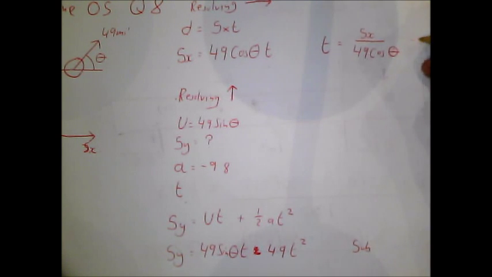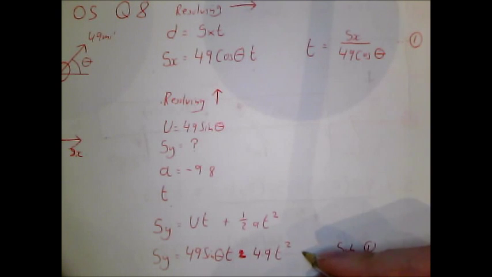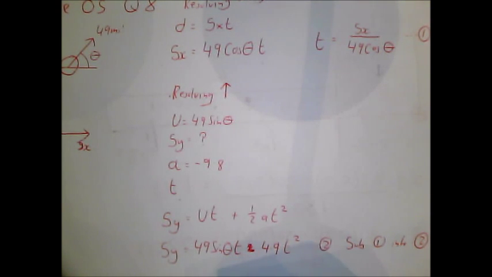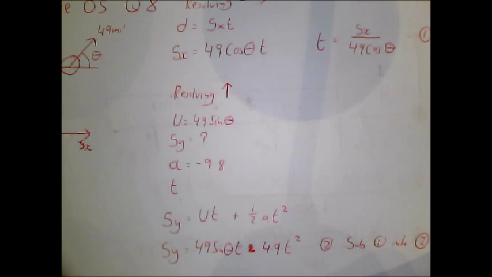So, let's call this 1, sub 1 into 2. So we'll get sy equals 49 sine theta multiplied by sx, all divided by 49 cosine theta, minus 4.9 lots of sx squared all over 49 squared cos theta squared.